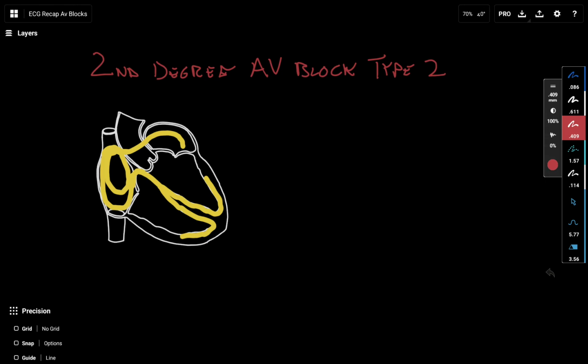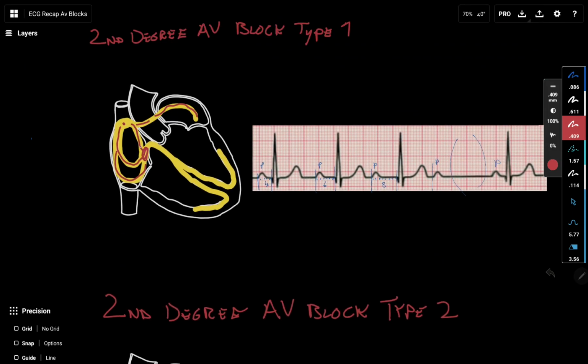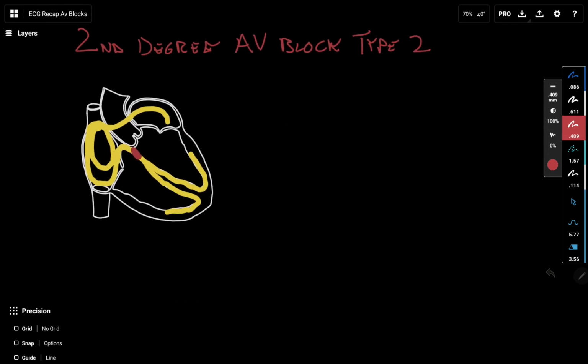Mobitz 2 is usually due to a failure of conduction at the level of the Purkinje system, so this is below the AV node. The conduction issue is here, while during type 1 we said that the conduction issue was in the nodal cells. During second degree AV block type 2, the issue is here in the Purkinje fibers. While Mobitz 1 is usually due to a functional suppression of the AV conduction, Mobitz 2 is more likely to be structural damage of the conducting system.